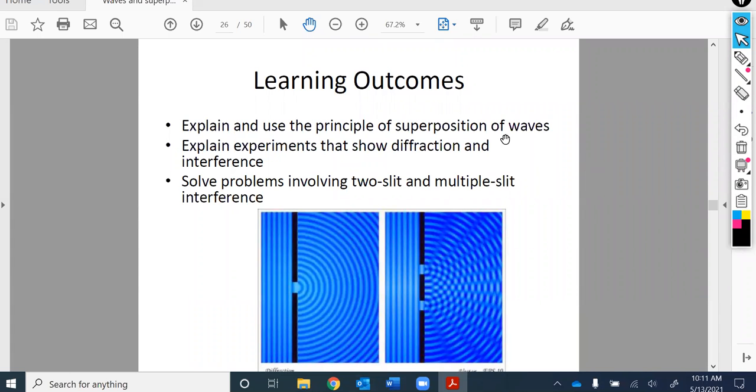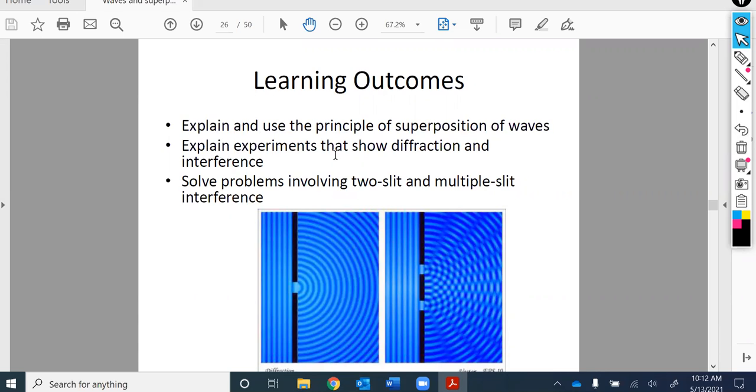Right, we really want to focus on explaining and using the principle of superposition of waves to account for interference. So remember, interference is this repeating pattern of maxima and minima, places of reinforcement and cancellation due to constructive and destructive interference between two coherent waves.